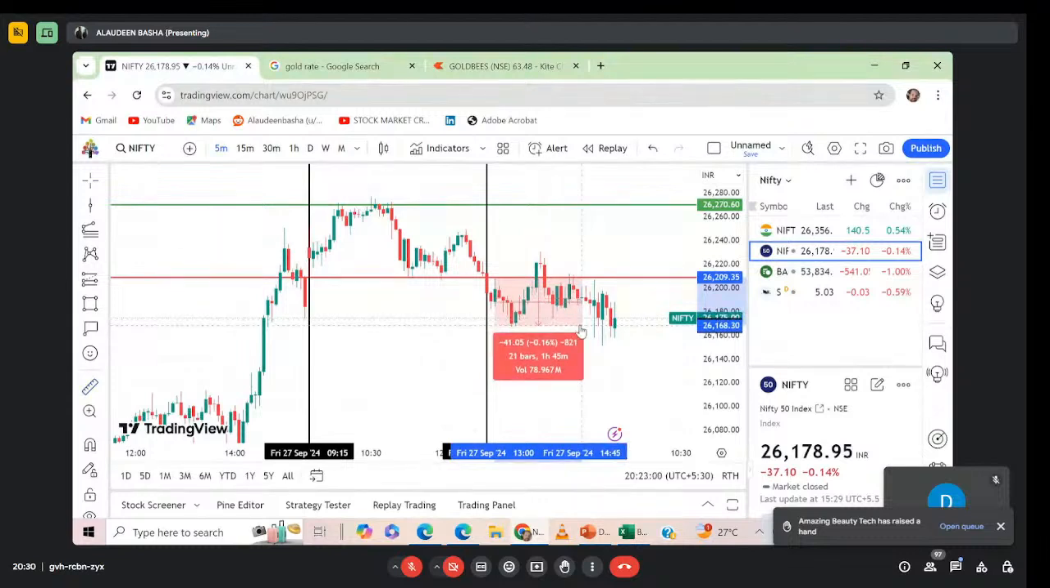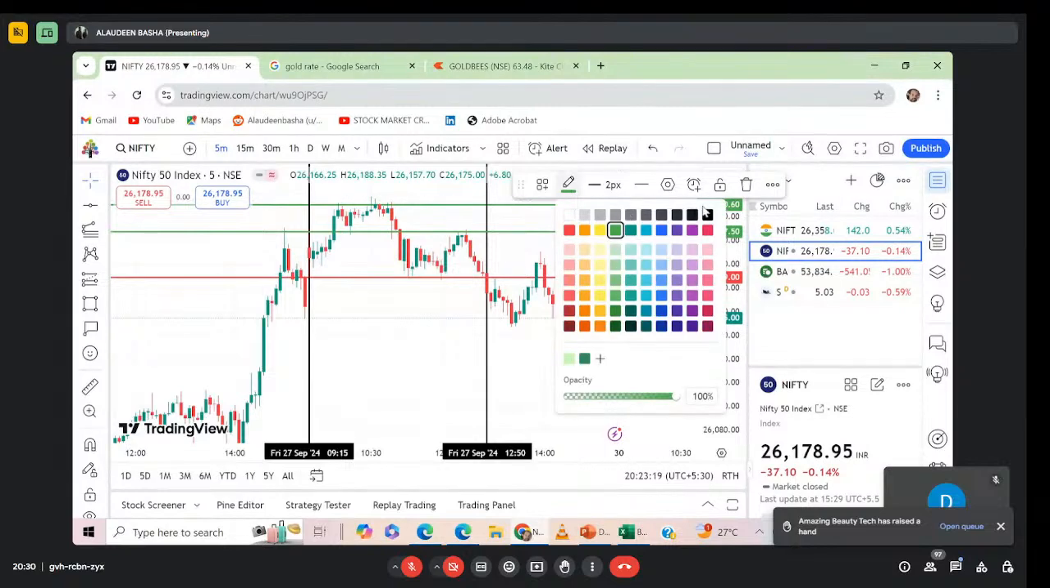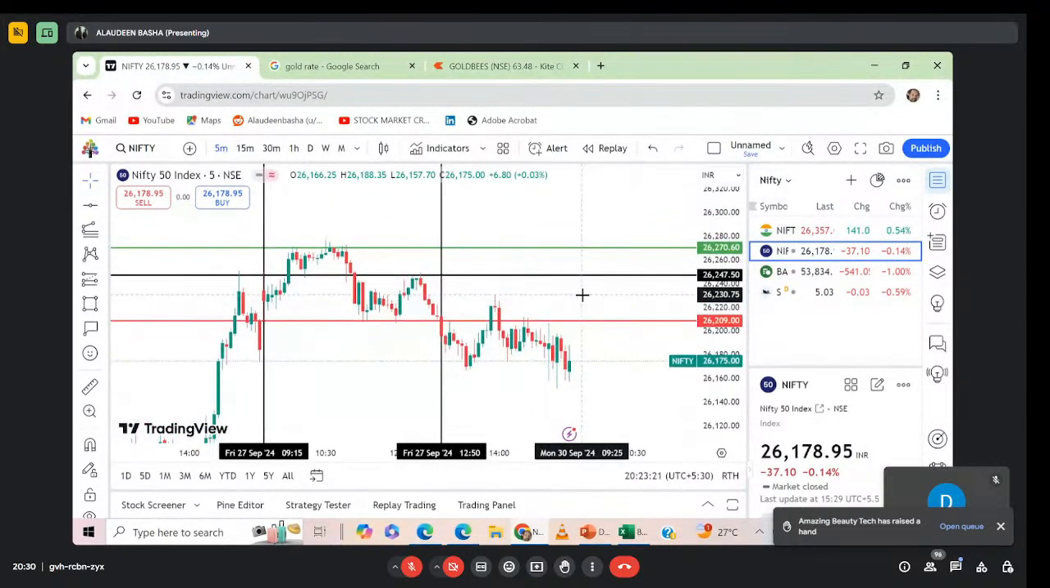$30 to 40 points, you get the profit. The stop loss is previous resistance. If you go for the sell, stop loss is previous resistance. If you go for buy, your stop loss is previous support. It's a very simple strategy for intraday.